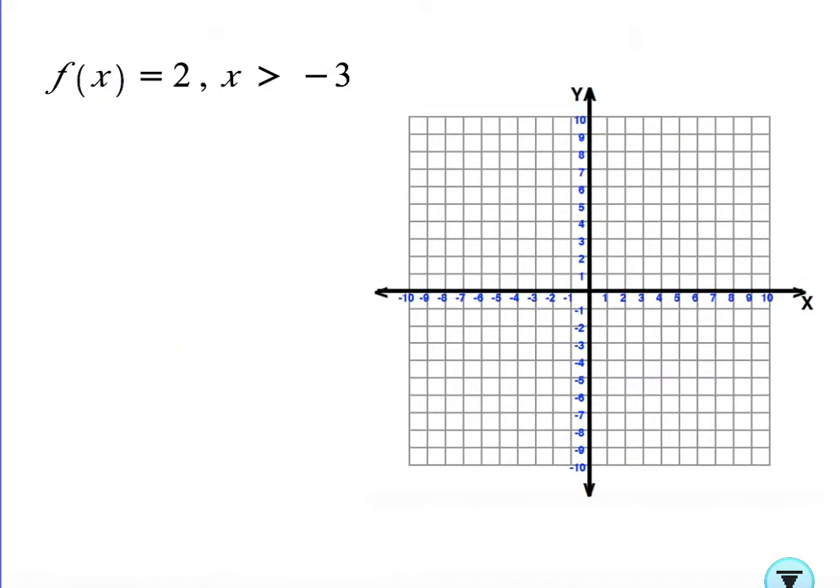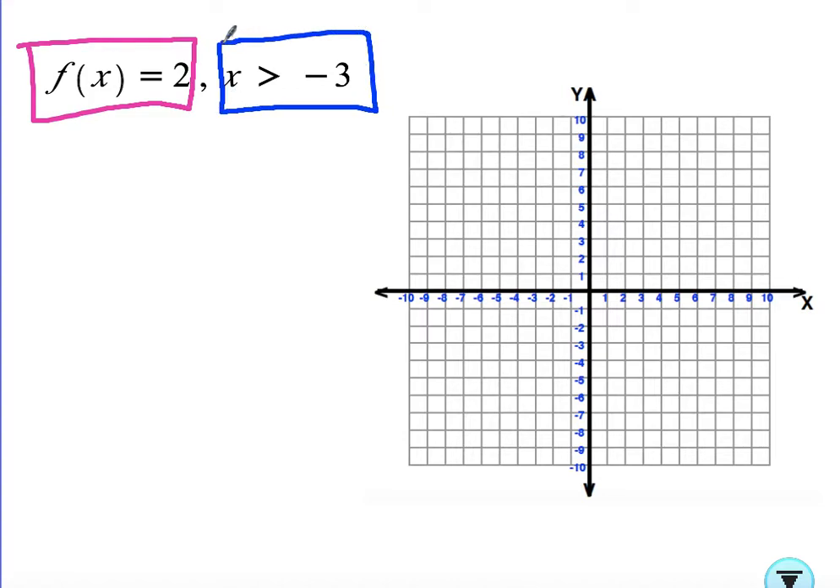Let's try another one. All right, so anything that comes before the comma, that's your function. So that's what we're going to graph. And then anything after the comma, that's your restriction. Okay, so here's our function, f of x equals 2. Now, sometimes if this f of x is bothering you, you could think of it as a y, like y equals 2.